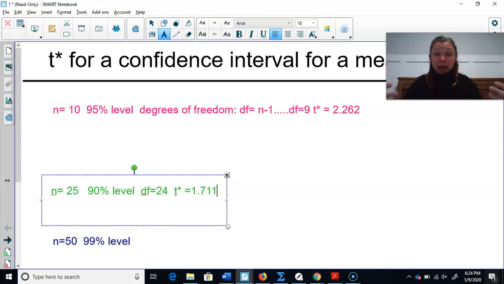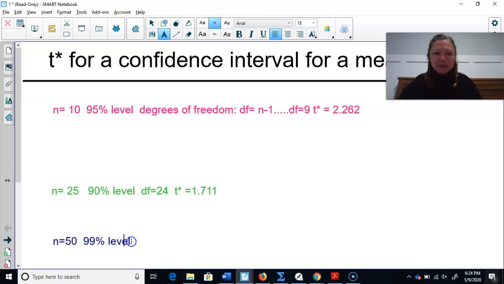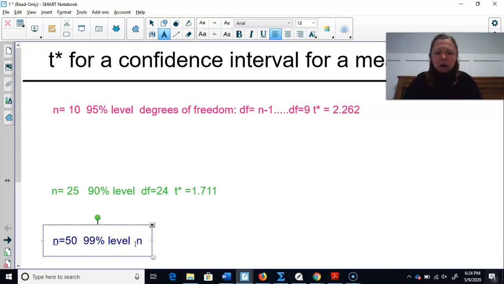Okay, and now we have the last one. N is equal to 50, and this is where our plot twist comes. Okay, so we know that we have degrees of freedom. Forgive me, give me a second. My cursor is so slow, okay? We know our degrees of freedom are equal to 49. Let's go, and we know it's a 99% level.